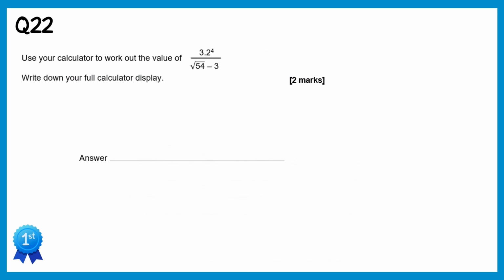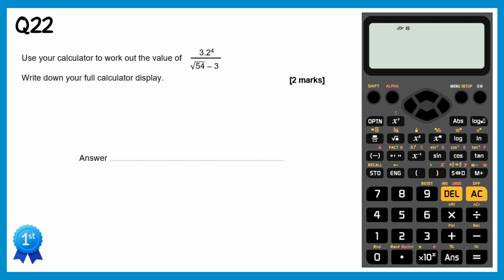For this question, we need to use a calculator. We need to type in a fraction, so I'll start with the fraction button. You can find that here. Then on the top we have 3.2. And this is raised to the power 4. Now there isn't a button for power 4, so we'll press this button here, which gives us a power, and type in 4. Now to go to the bottom, we press the down arrow.